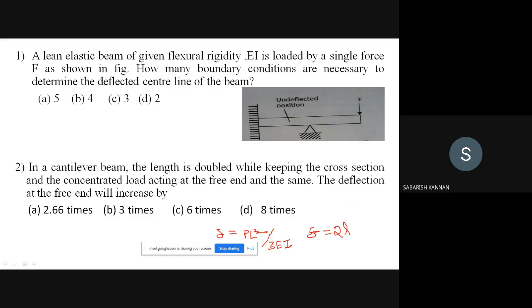So 2L deflection is what? Del is directly proportional to L cube. So here take del 1, and in the second beam we have doubled the length, so I call it del 2. Twice the length, cubed, gives 2 cube, which is 8. So 8 is our answer. Option D is our answer, right? So this is our deflection at the free end while doubling the length.